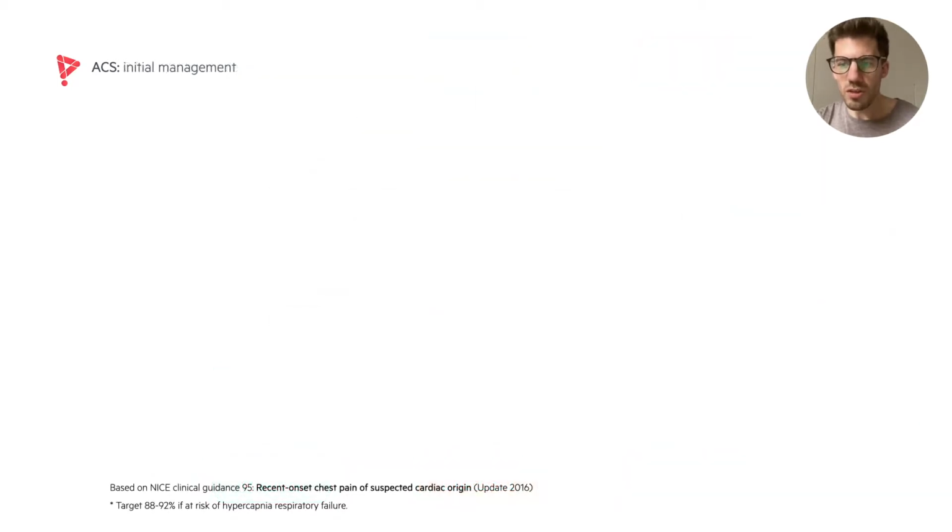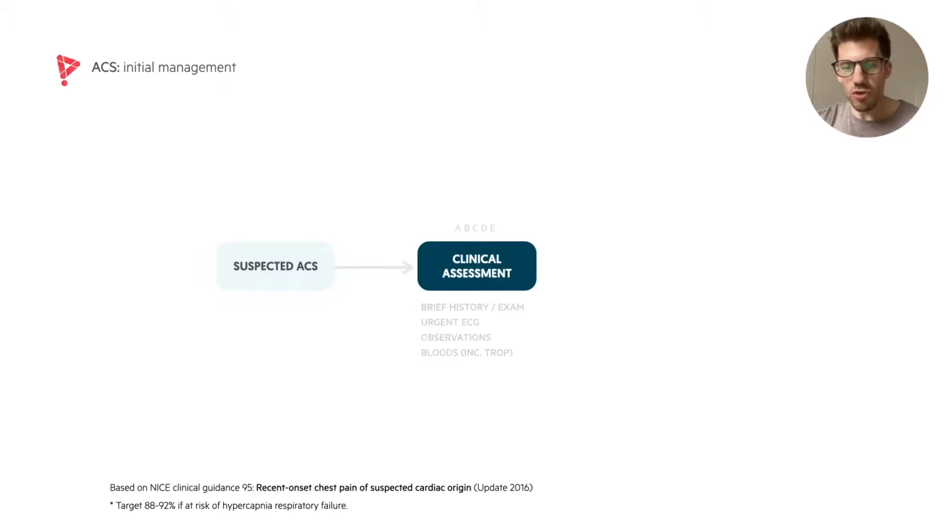So in a patient where we suspect acute coronary syndrome, we need to think about the initial management. In suspected ACS, someone with chest pain, we do our initial clinical assessment. That involves airway, breathing, circulation, disability and exposure, as with all unwell patients. If we think they're stable, we can then take a brief history, perform an examination, and do an urgent ECG to look for ST elevation or left bundle branch block. Then we can do observations, make sure there's no signs of shock. And we can do bloods, including a troponin, looking for cardiomyocyte damage, and that is essential to forming the diagnosis of acute coronary syndrome.